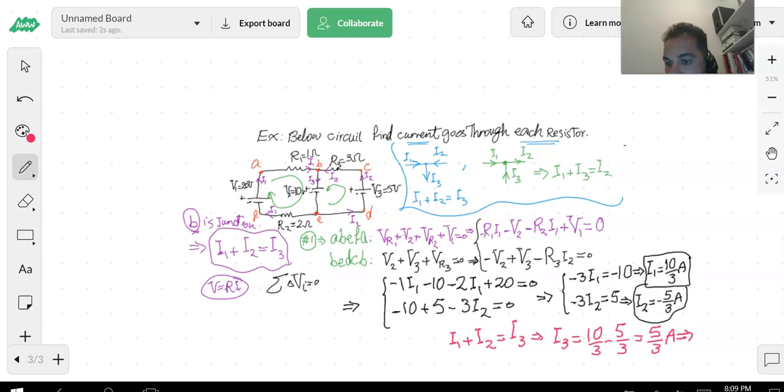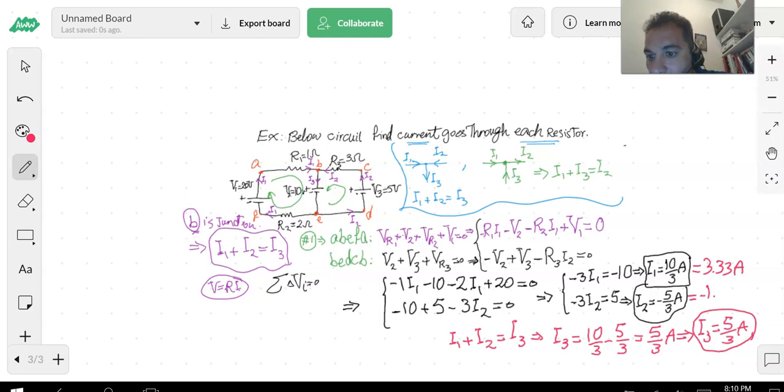So I3 becomes 5 over 3 amp. Of course, you can do it by calculator. That will be 1.67. So let me write, this is 3.33 amp, this will be negative 1.667 amp, and also this one will be 1.67 amp, correct?